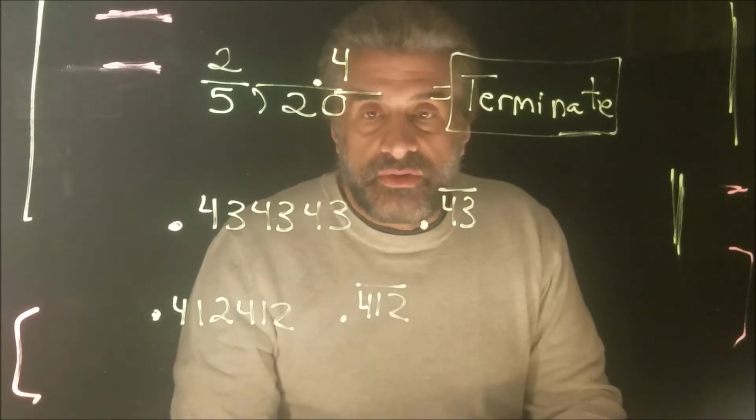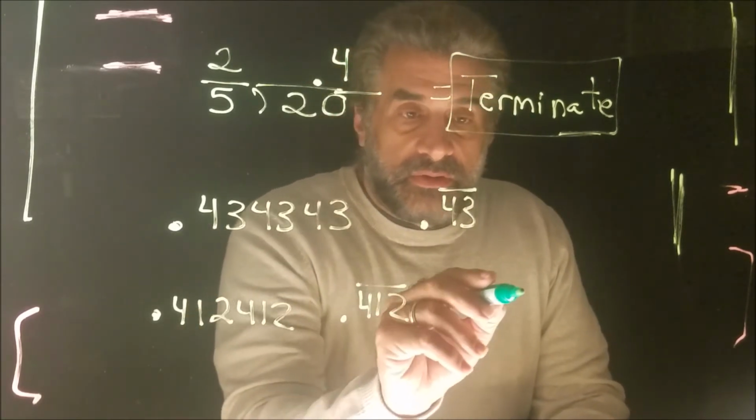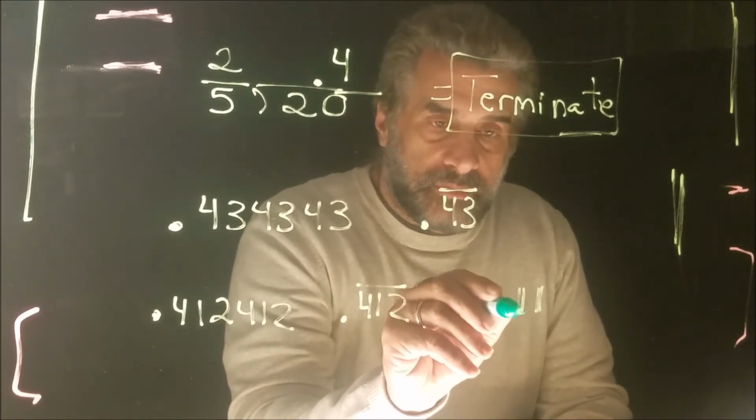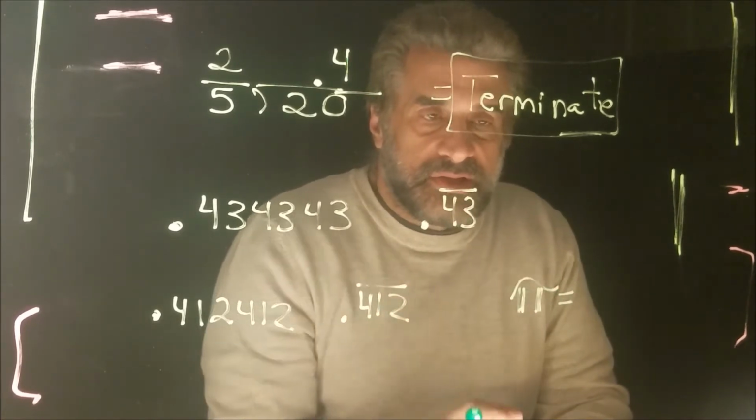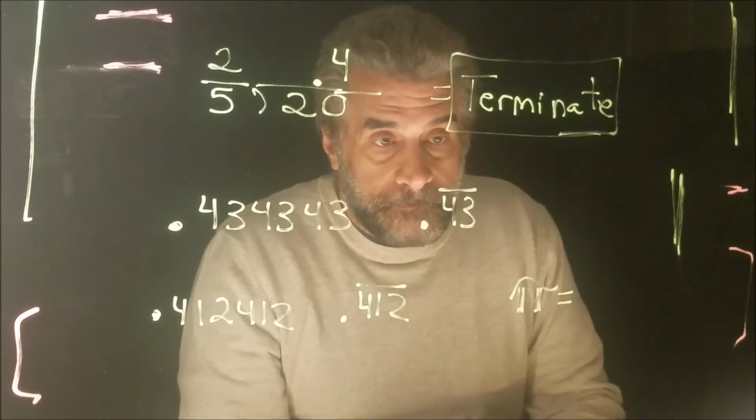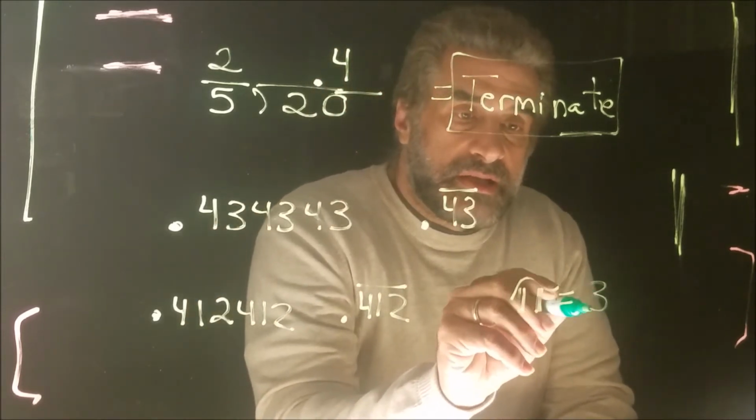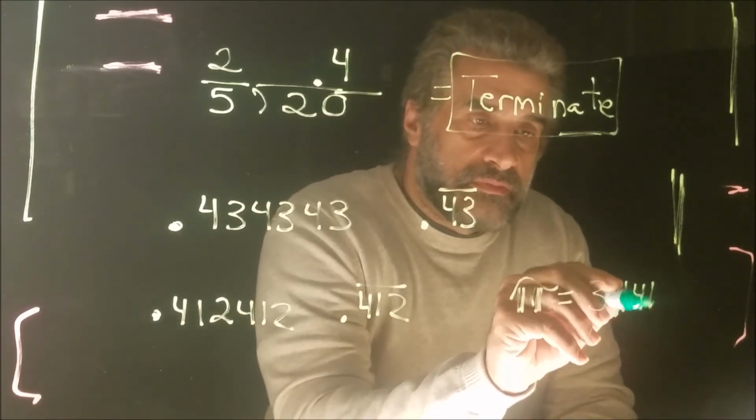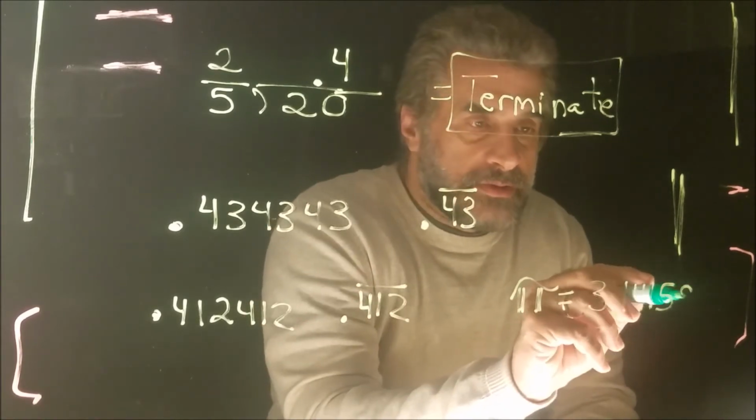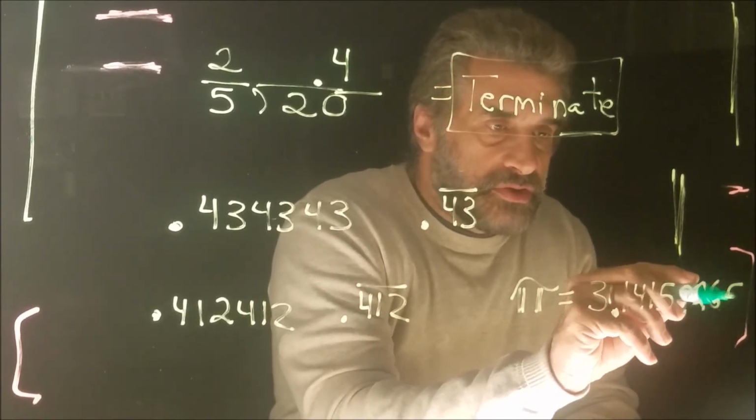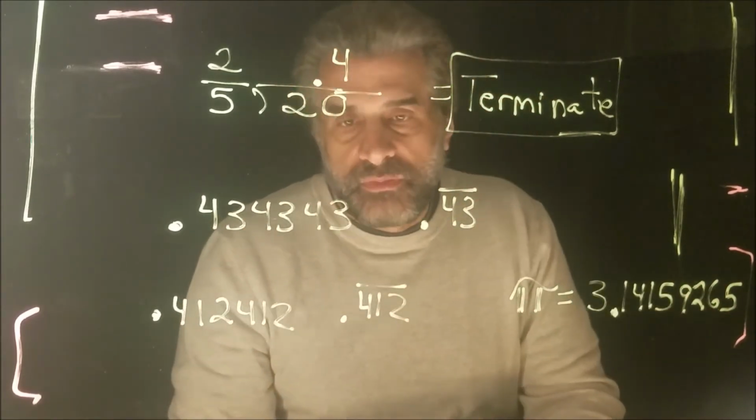Those are rational numbers. But some numbers, like the famous pi, right? Pi is not rational because it does not repeat. It doesn't even have any type of pattern as we know of yet, right? So this just keeps going, there's no pattern, and so forth.